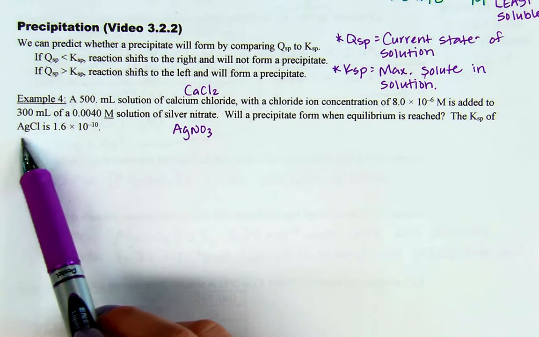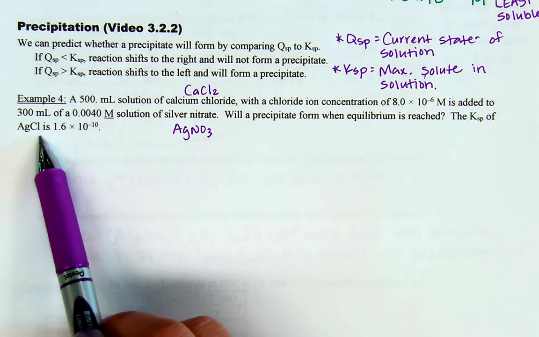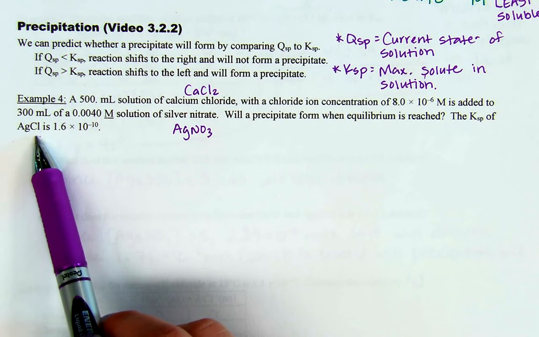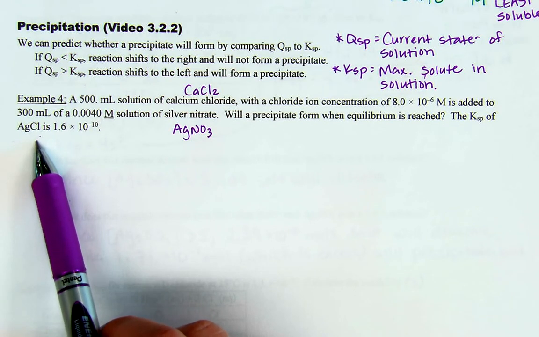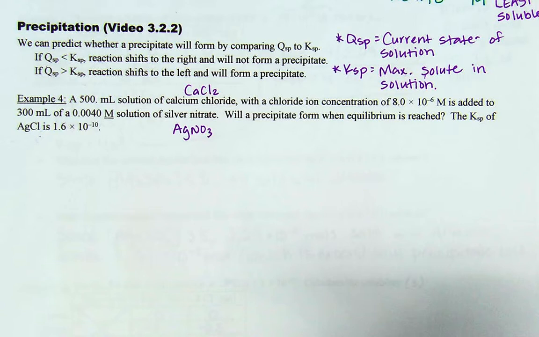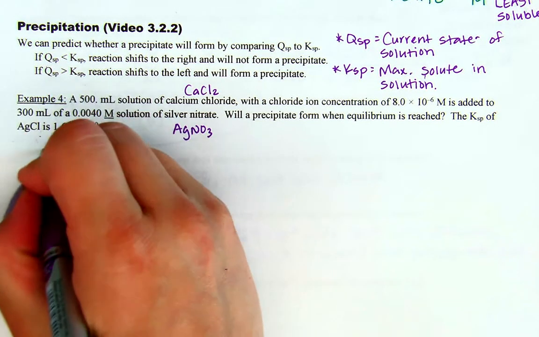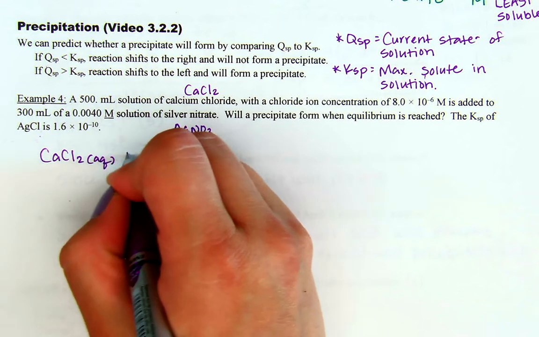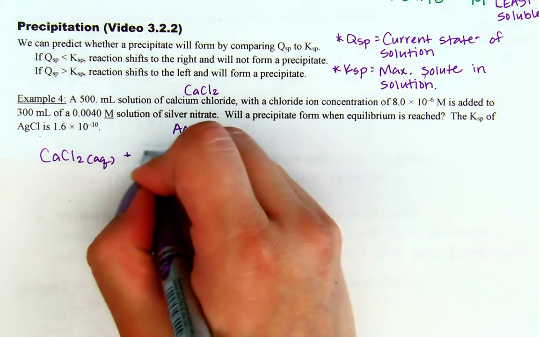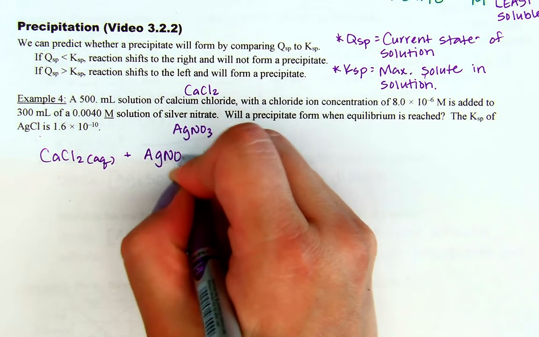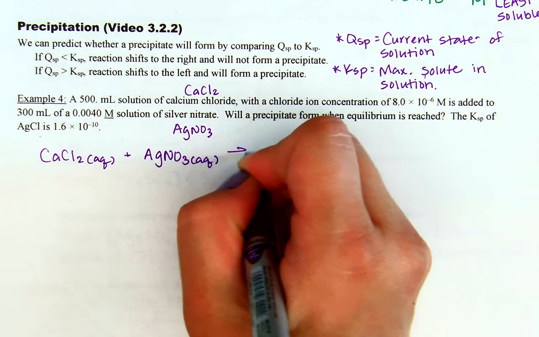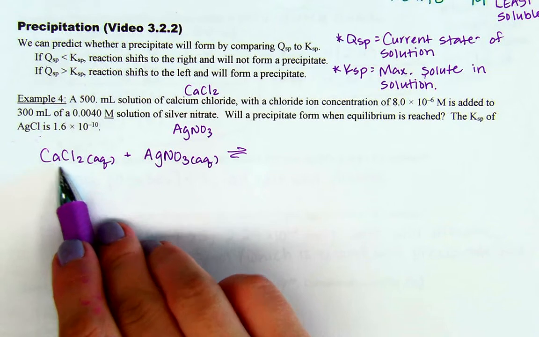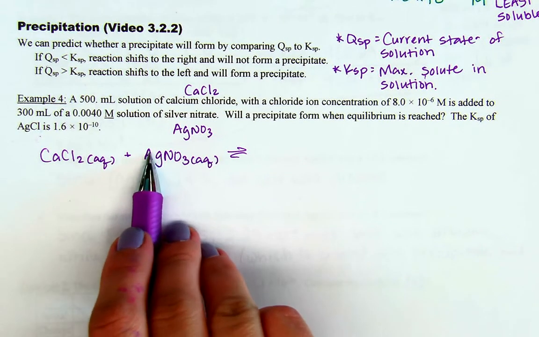First, they're giving us the KSP of silver chloride. So I know this is a clue from the problem that this is what I care about. This is my insoluble salt. So let's go ahead and write our reaction here for what's happening. We have our calcium chloride, CaCl2, aqueous because it's a solution, plus silver nitrate, AgNO3, also aqueous. It's going to be in equilibrium with its products. This looks like a double replacement reaction, so calcium and silver are going to switch places.